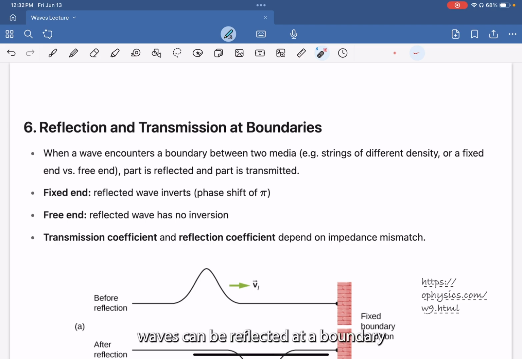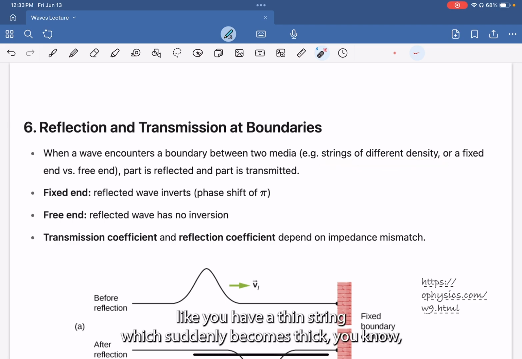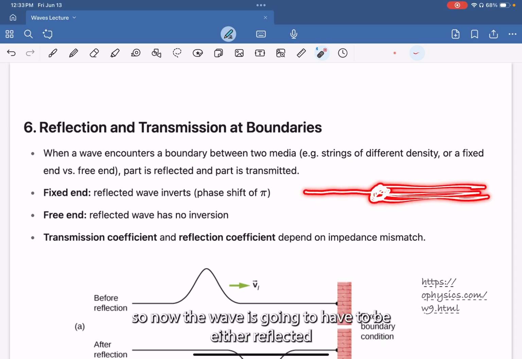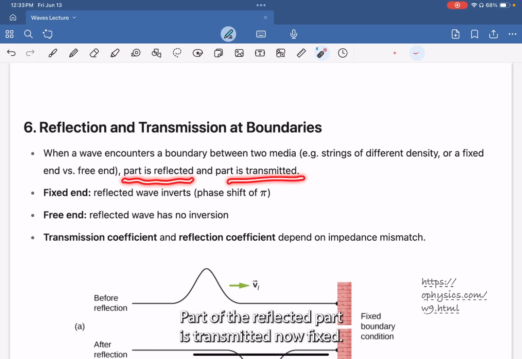So now, waves can be reflected at a boundary, or they can just go through the boundary. So that's what I'm trying to show here. When a wave encounters a boundary between two media, for example strings of different density, like a thin string which suddenly becomes thick, the wave is going to have to be either reflected or transmitted, or sometimes both. Part is reflected, part is transmitted.